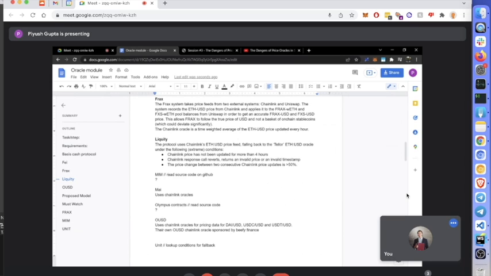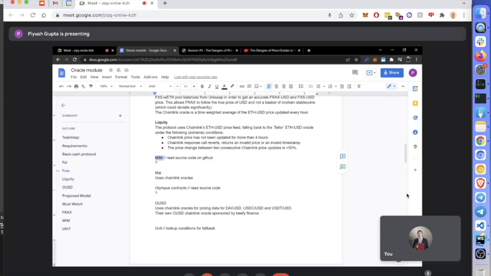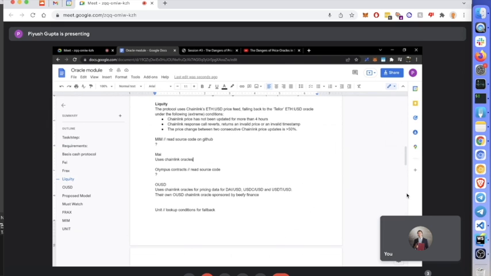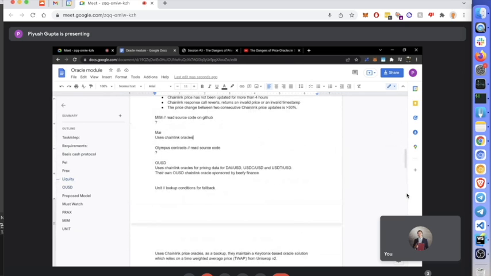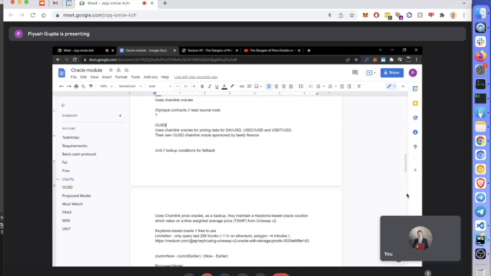Exactly. Yes. MIM, we'll go into a little more depth at the end, so I'll skip it for now. MIM uses Chainlink oracles exclusively, nothing interesting going on there. Olympus, we have not covered, so I will have to skip that. OUSD uses Chainlink oracles for data of DAI USD, USDC USD, and USDT USD pairs.